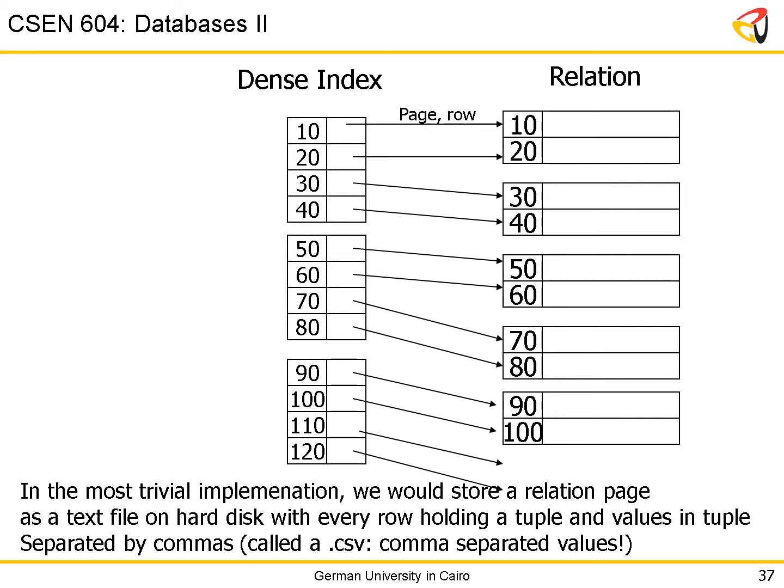So if you store your table as comma-separated values, it's going to be the name of the CSV file, and the row number inside that CSV file will be the row that you're looking for.